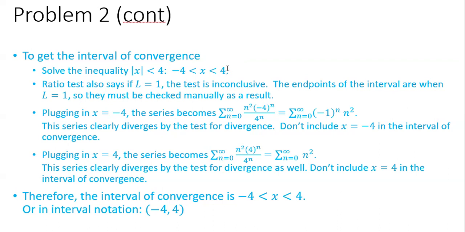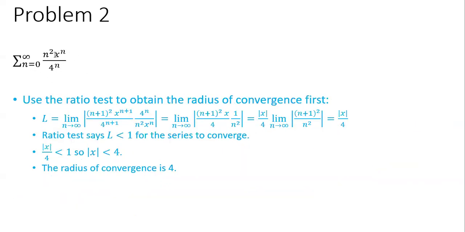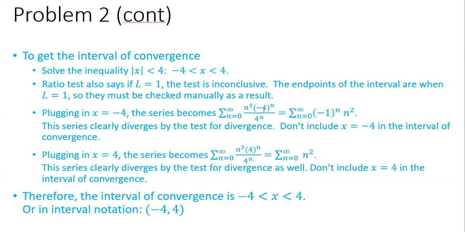recall that the ratio test says that if the limit is equal to 1, the test is inconclusive. That happens at these endpoints. That means we've got to check ourselves if the series converges or not at these two endpoints. So we plug in x is -4 into the original series over here, okay? We would get n squared times -4 to the n over n to the fourth, which if we simplify, we would get (-1)^n times n squared.